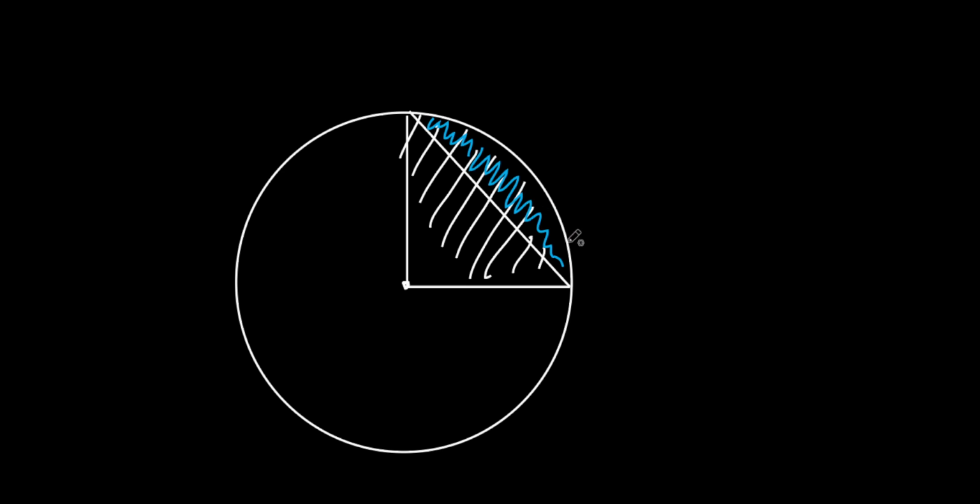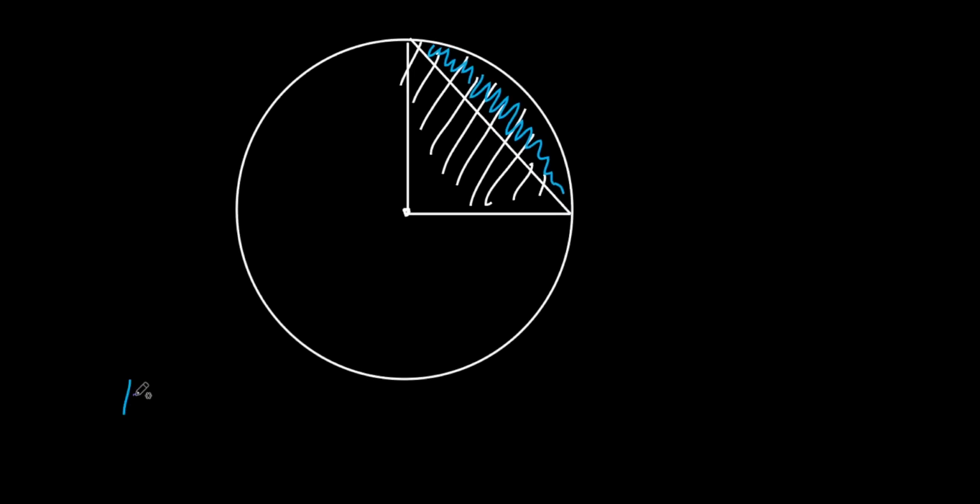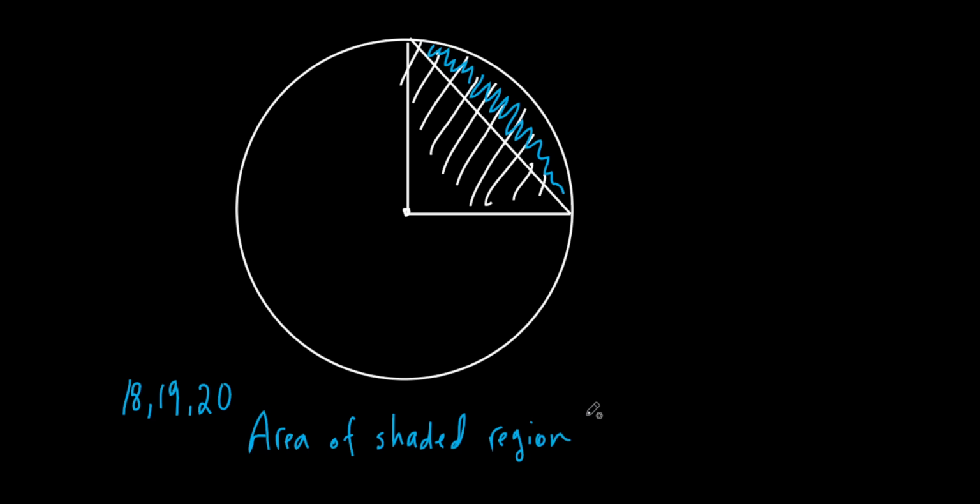18, 19, and 20 are those where they have the shaded region. Okay? So 18, 19, and 20, you're finding the area of the shaded region. Again, we did that yesterday. So I'm not really going to do any specifics today, but we spent quite a bit of time on it yesterday. All right? So 18, 19, and 20 is going to be the area of a shaded region. And there you go. That's the test.